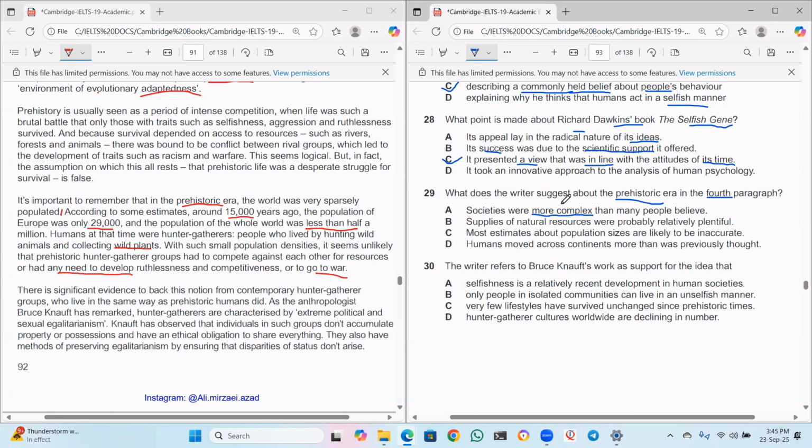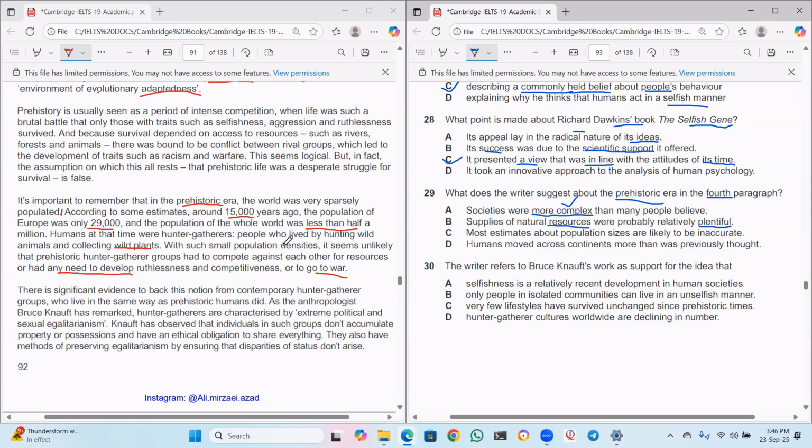It says more complex societies. No, societies were very simple, small societies. They were not complex. So directly A is not the answer. Okay, correct. Then let's go to B. Supplies of natural resources were probably relatively plentiful. Okay, he's talking about resources. They have to be plentiful, he says.